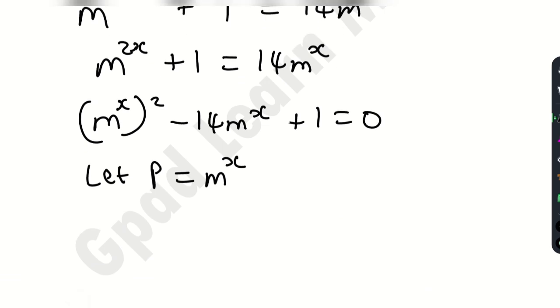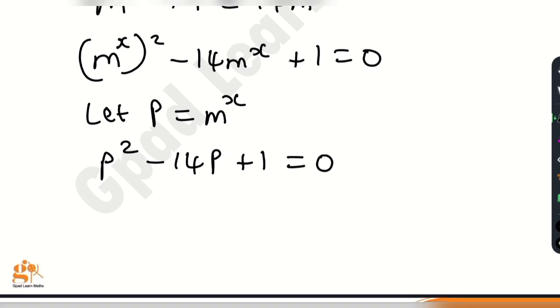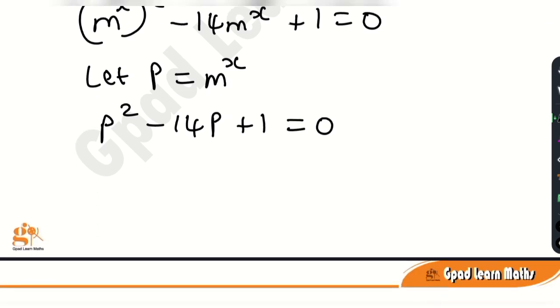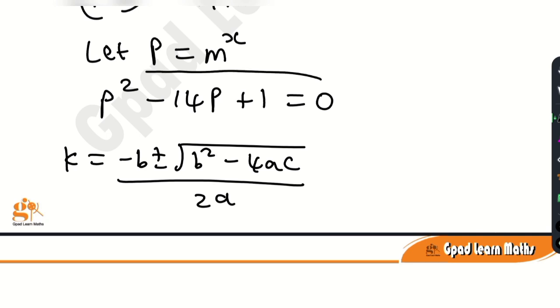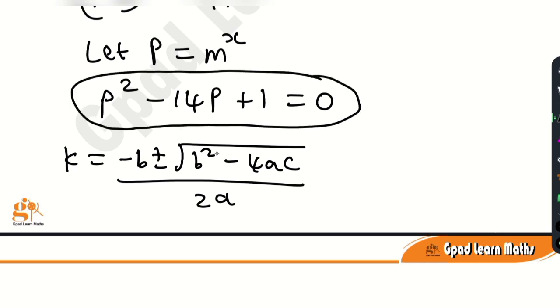All right. So if you replace this and you put p, you have p raised to the power 2, because m raised to the power x is p. Then minus 14p plus 1 is equal to 0. Good. Now I have a quadratic equation, a very simple one at that. I am now going to use the formula method, which is k is equal to minus b plus or minus the square root of b squared minus 4ac all divided by 2a.